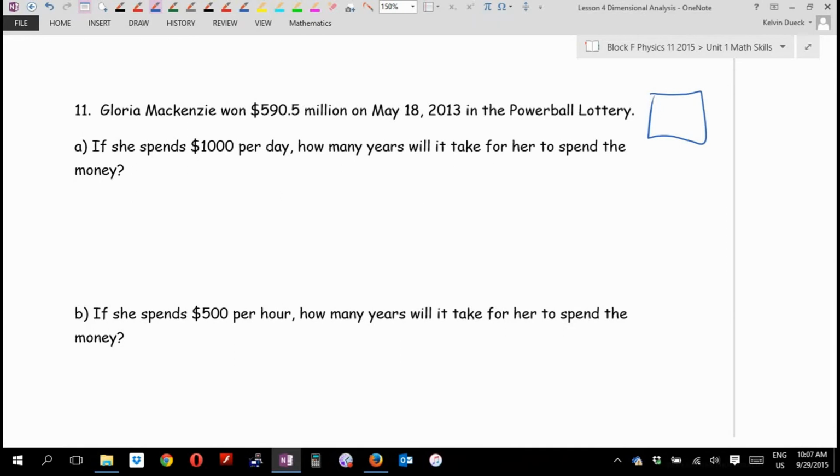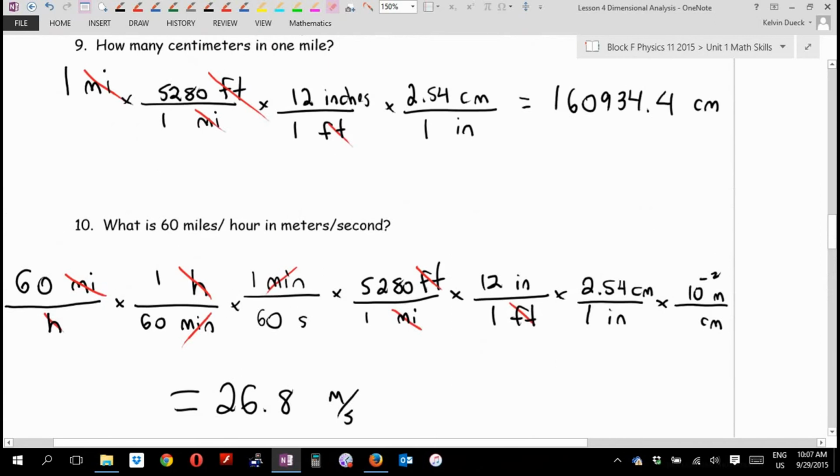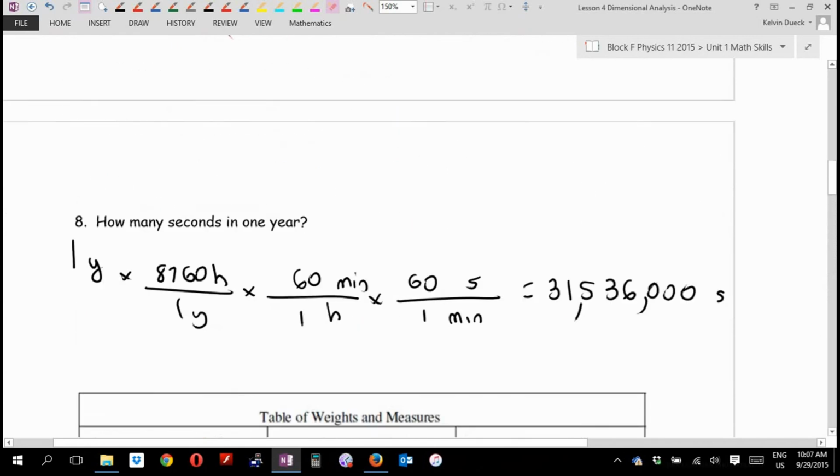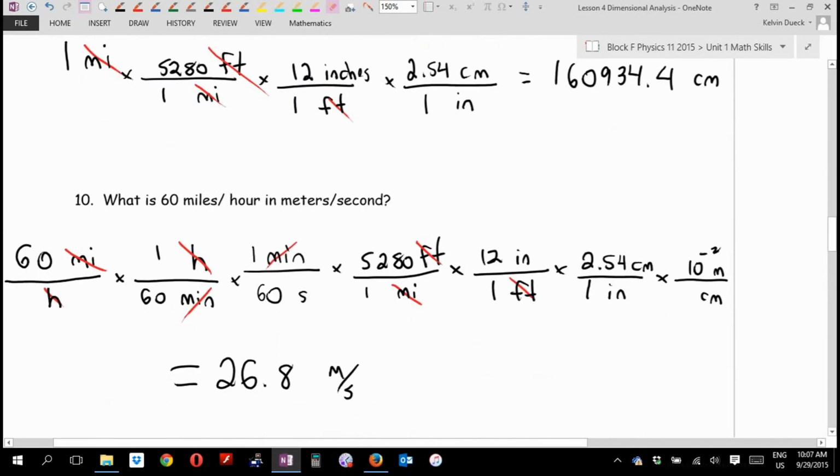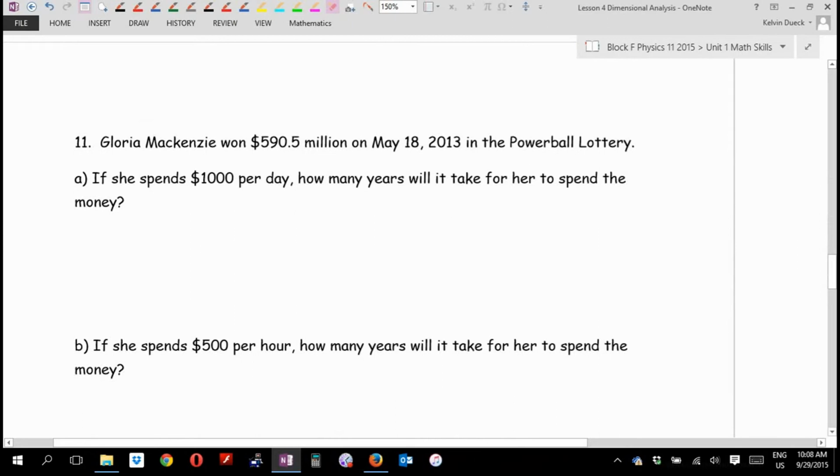Okay? Let's convert this. How did I start out every single other question? First step. I'm going to write down what they gave me because it's no longer blank. They gave me 590.5 million. Now I'm going to make one slight adjustment. I'm going to go like this.